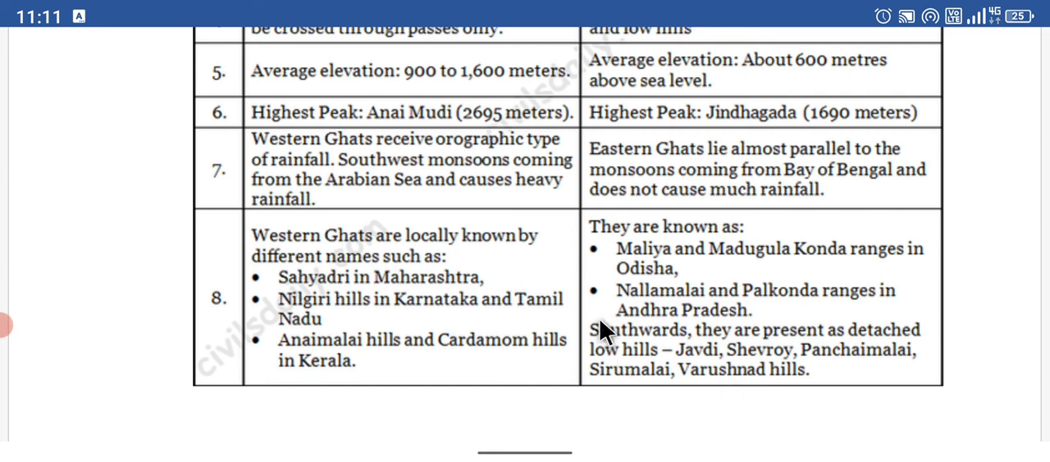So today in this video we learned about the differences of the Western Ghat and Eastern Ghat. Further part of this chapter we will discuss in the next video.